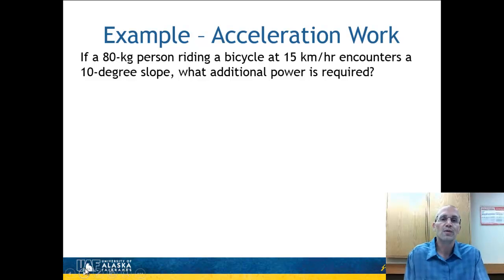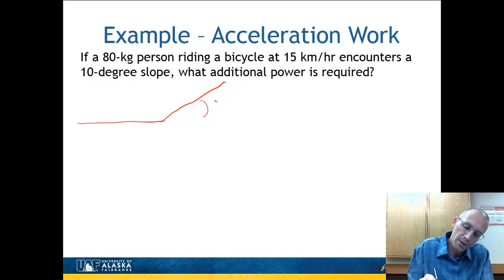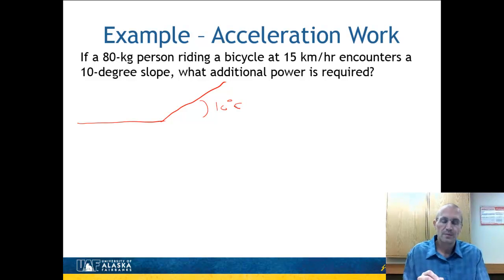All right, let's go ahead and do one final example here. This is related to acceleration of a person. They weigh 80 kilograms. They're riding a bicycle at a velocity of 15 kilometers per hour. They encounter a 10-degree slope, and we want to know what additional power is required to remain going at 15 kilometers per hour. So you can imagine, here's my slope. That is 10 degrees. And I've got a bicycle there going 15 kilometers per hour.